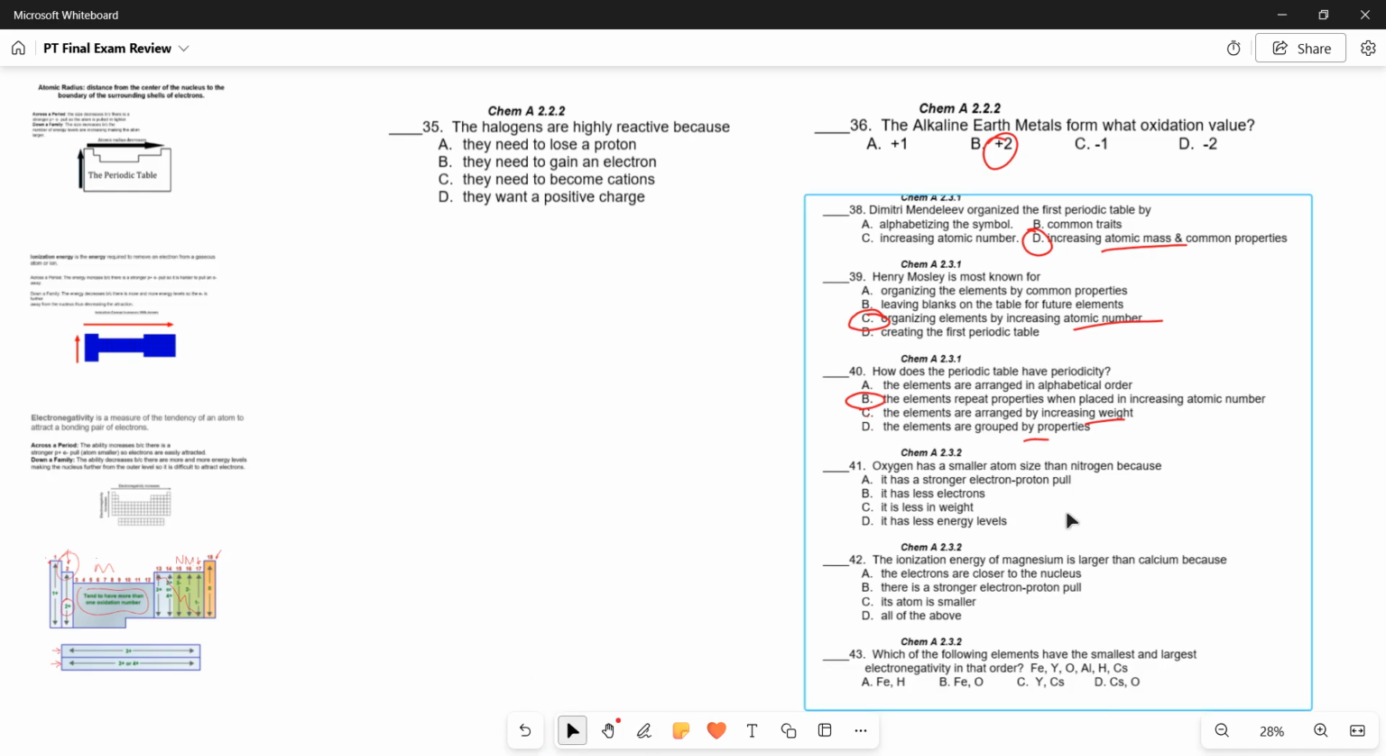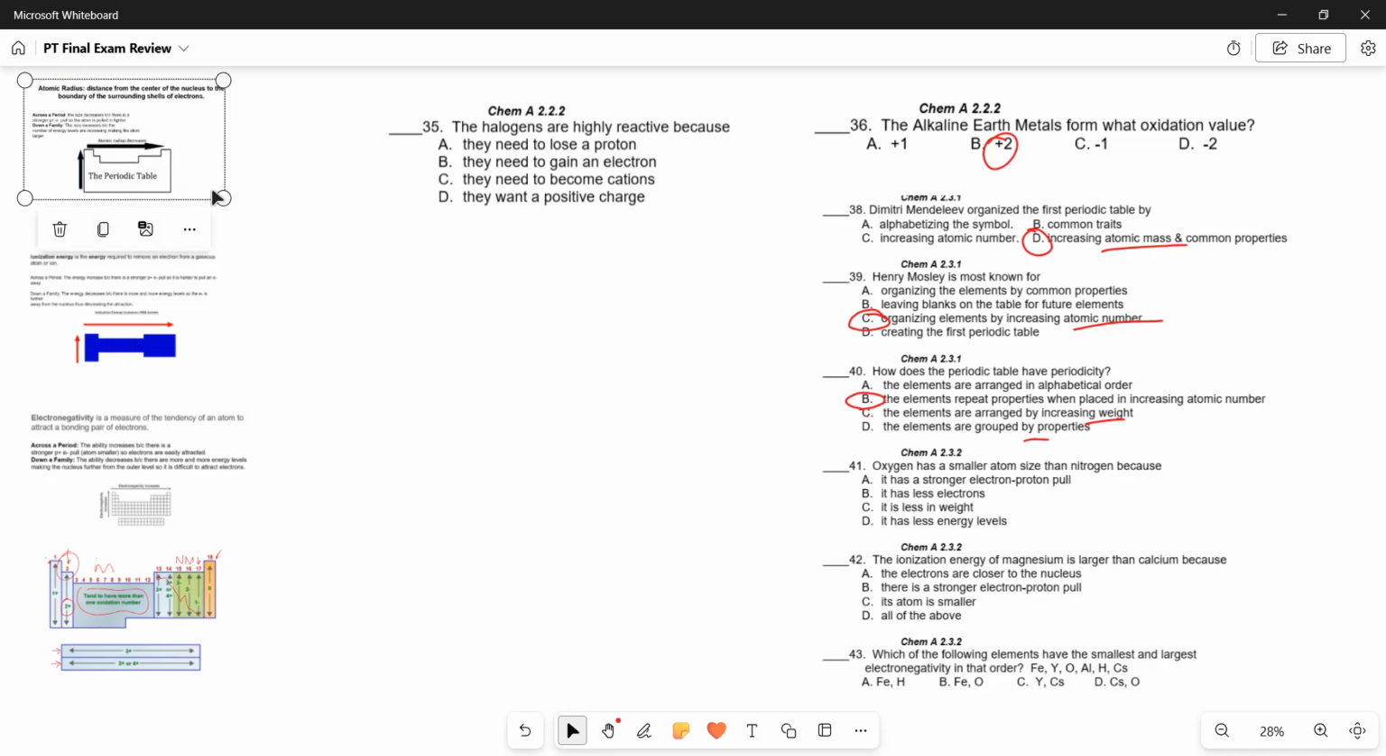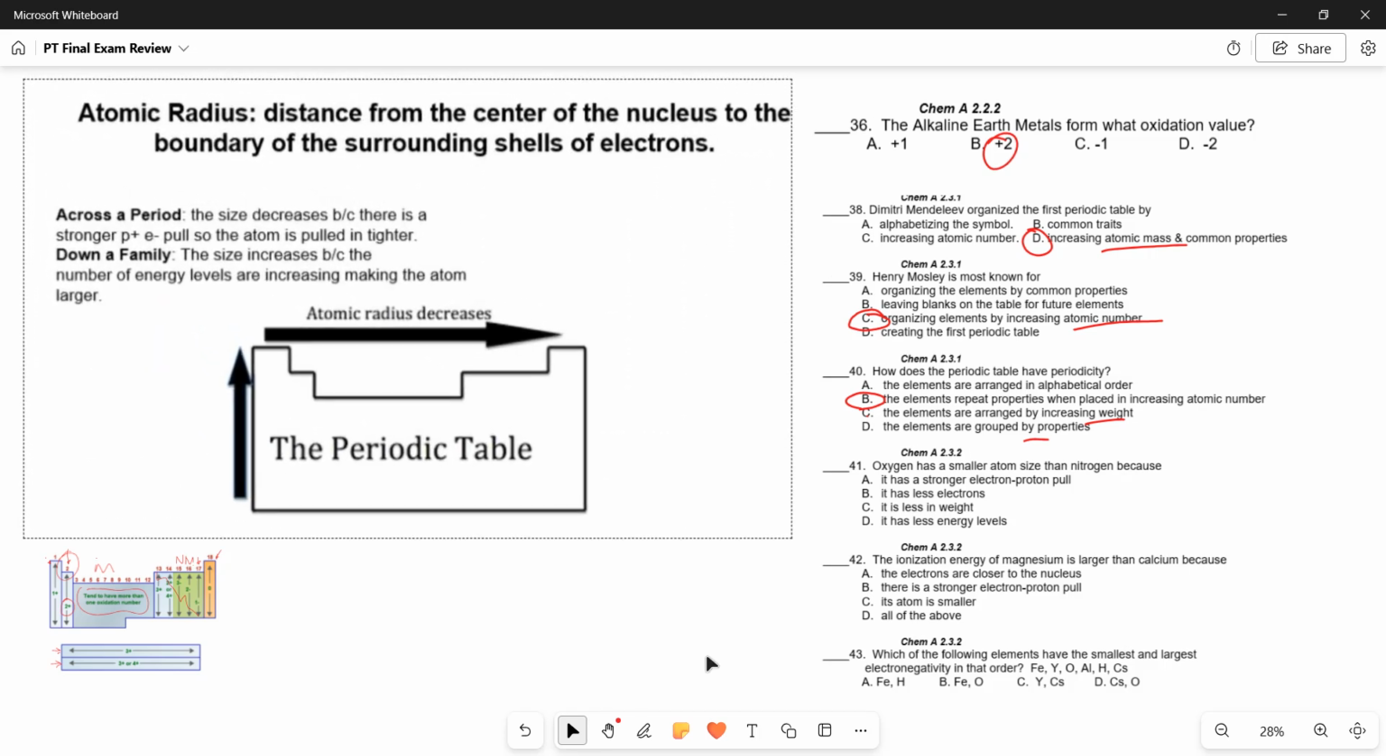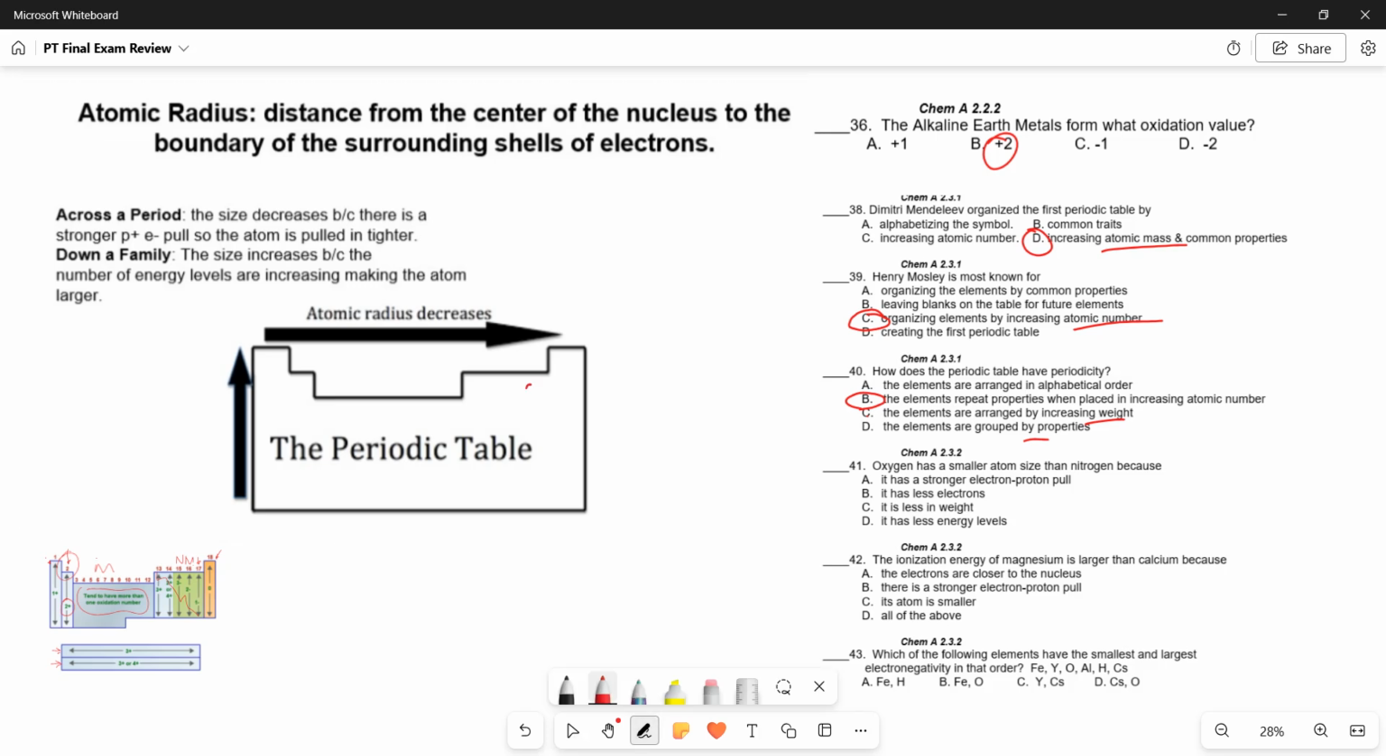And so we're talking about atomic size or atomic radii in 41, and it wants to know why oxygen has a smaller atomic size than nitrogen. So I'm just going to quickly go over this. We have oxygen about here and nitrogen about here.